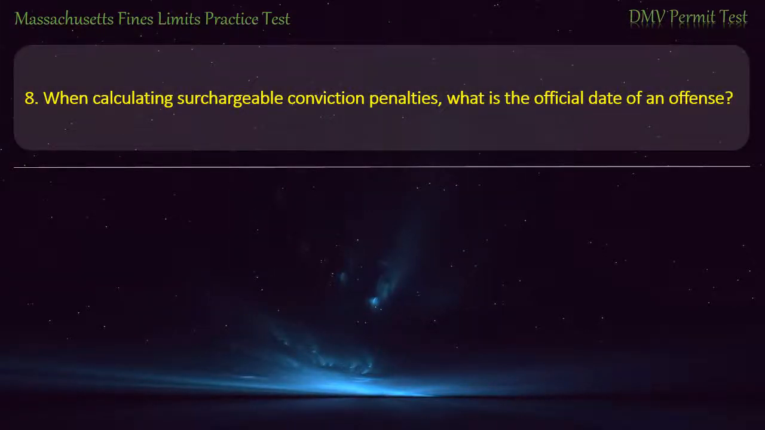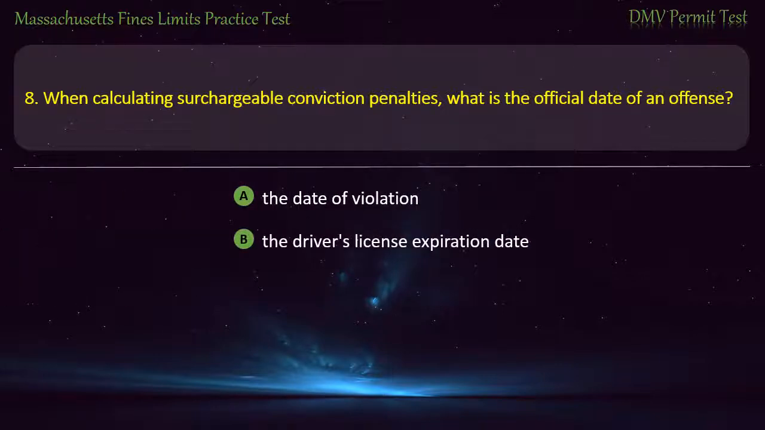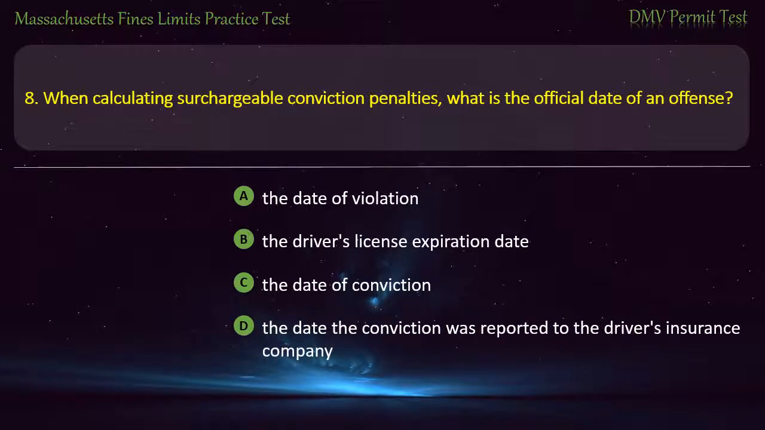Question 8. When calculating surchargeable conviction penalties, what is the official date of an offense? The date of violation. The driver's license expiration date. The date of conviction. The date the conviction was reported to the driver's insurance company. Answer: The date of conviction.